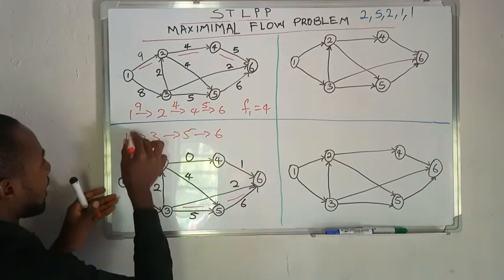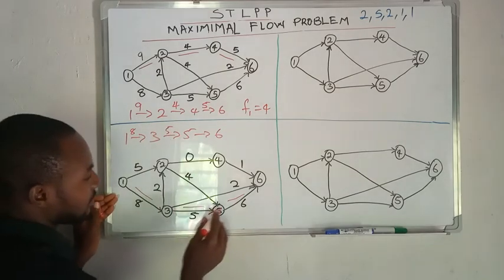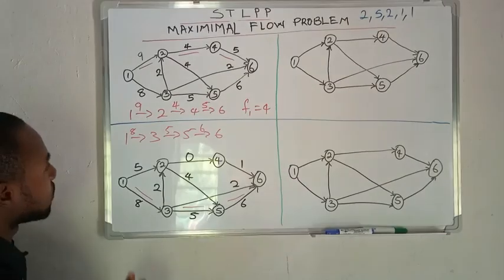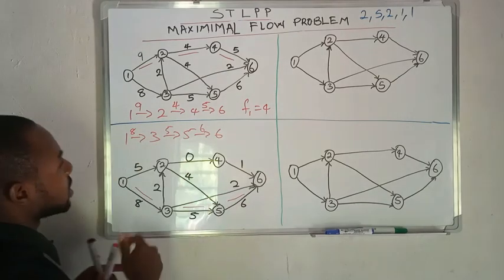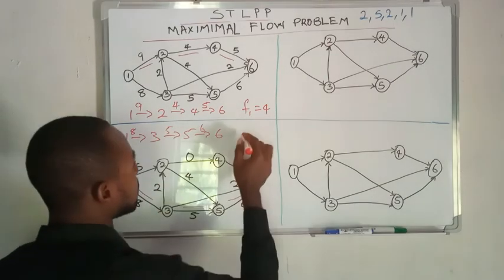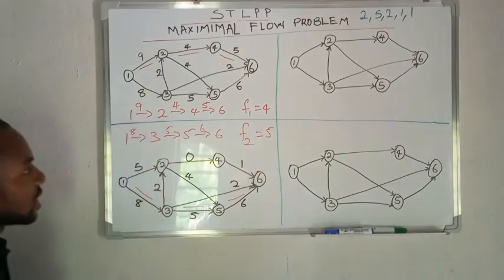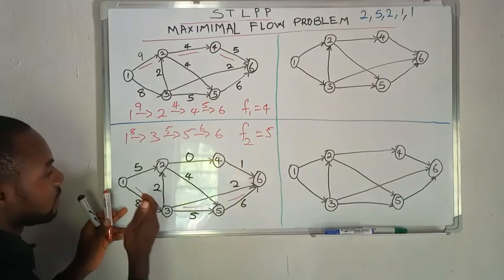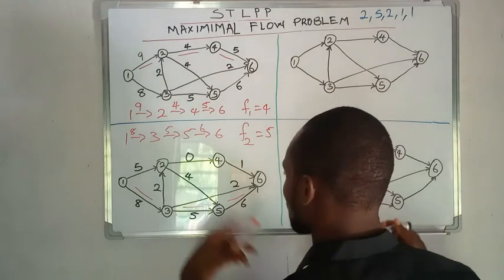So right here we'll have 8 as the capacity. From here we have 5, and right here we'll have 6. So the maximum amount of flow we can pass through this part is 5, which is the smallest capacity in that part. So right here our F2 will be equal to 5. And then we subtract 5 from that route and then check if there is any other path that can lead us from the source to the sink.